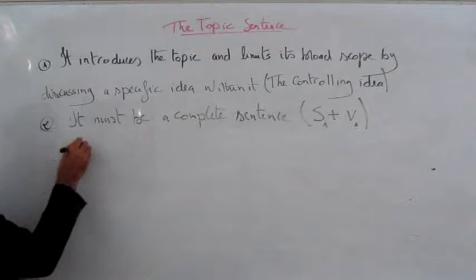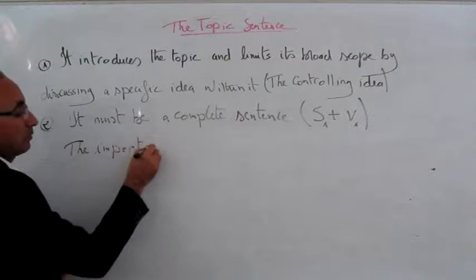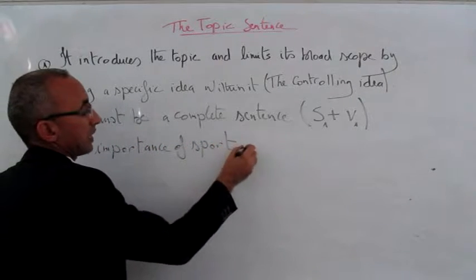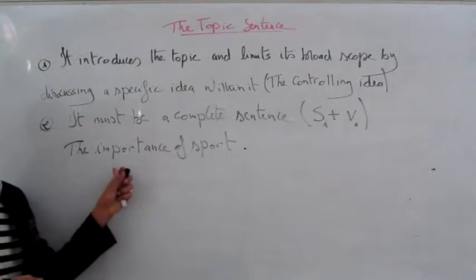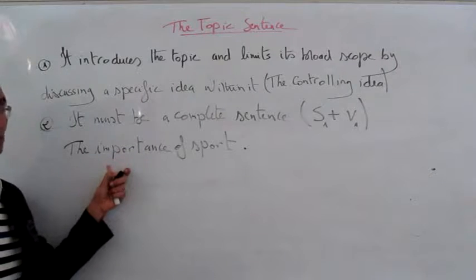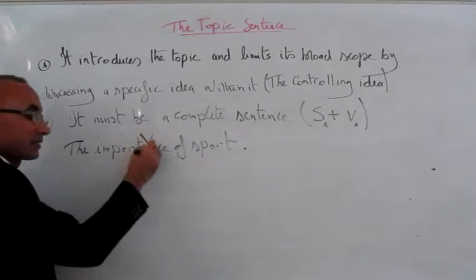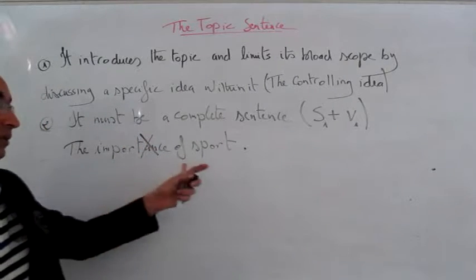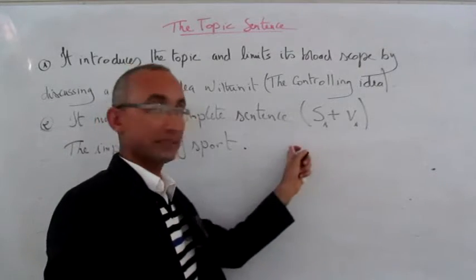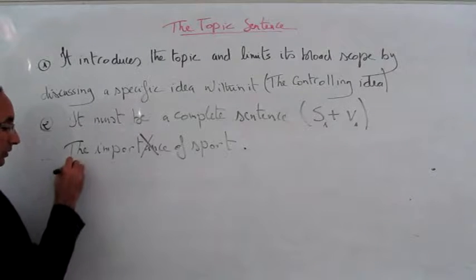Example, the importance of sport. And you stop here. This one is not a correct topic sentence, as it's only a fragment, an expression without any verb. There is no verb here, so it is not right. You can write, for example, many things make sport very important. Many things make sport very important. For example, here you write, correct it.